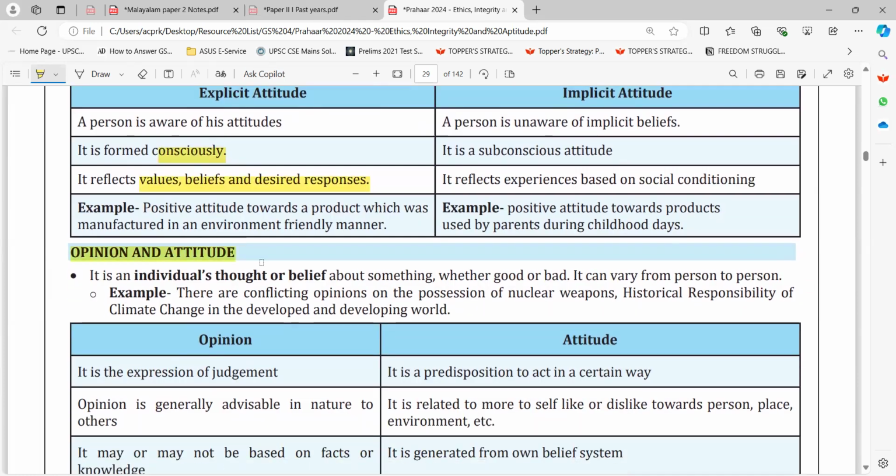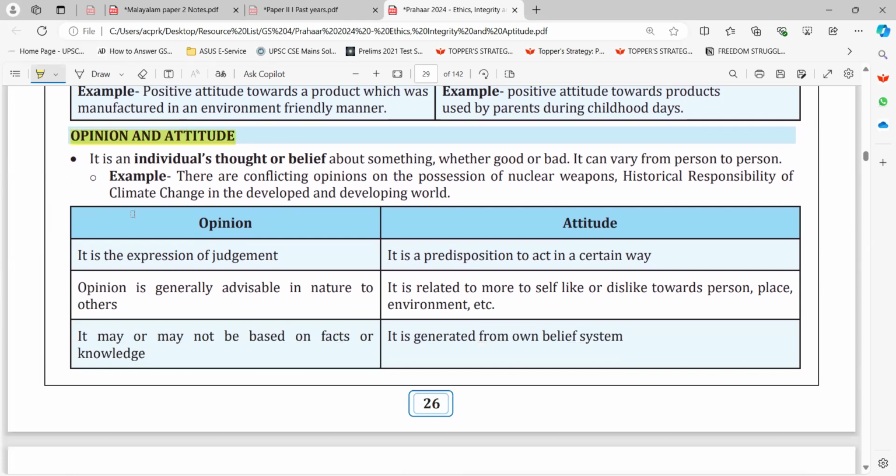Okay, opinion and attitude. An opinion is an individual's thought or belief about something, whether good or bad. It can vary from person to person. Example, there are conflicting opinions on the possession of nuclear weapons, and the historical responsibility of climate change in the developed and developing world.